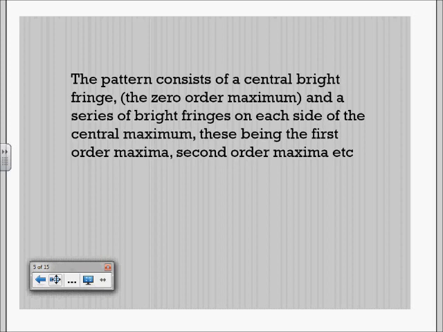Okay, so this then explains the previous diagram. The pattern consists of the central bright fringe, we call them, remember, and a series of fringes beyond that. Fairly self-explanatory note there, so I won't read it out even.